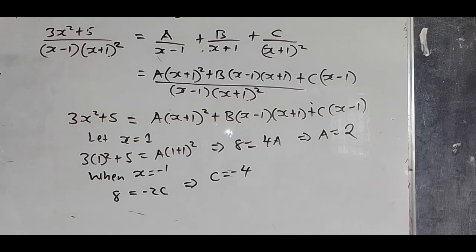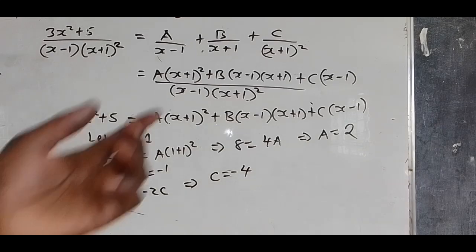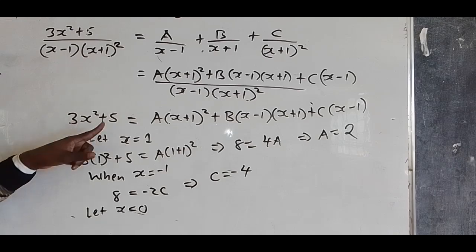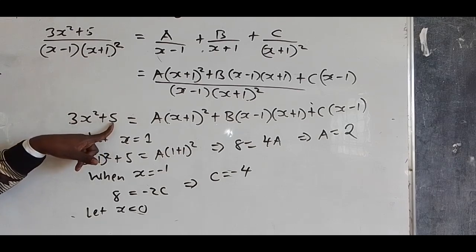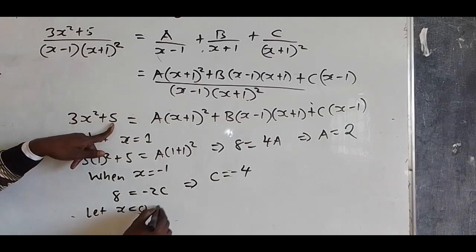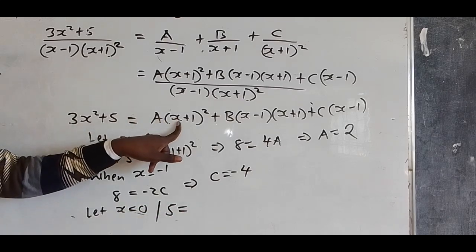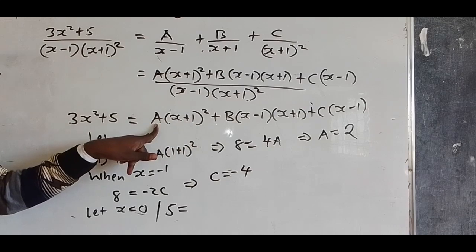Are we together? So it means the third one, you can let x to be anything, even if it is not going to 0, because we already know the value of a and c, isn't it? So you can now let x to be 0. So if you let x to be 0, what do we have? This one will be 0, this side will remain with 5, isn't it? 5 is equal to, this is 0, 1 squared is 1, so that is a.